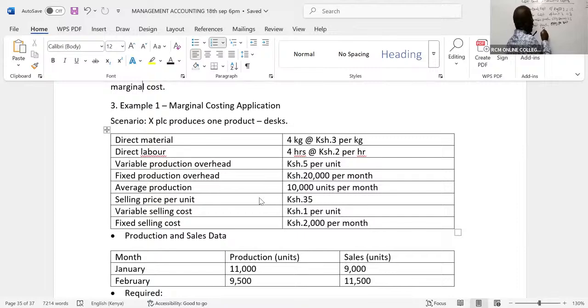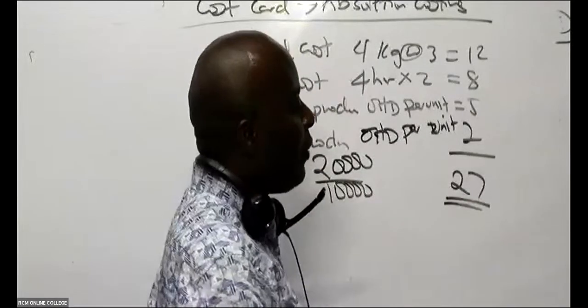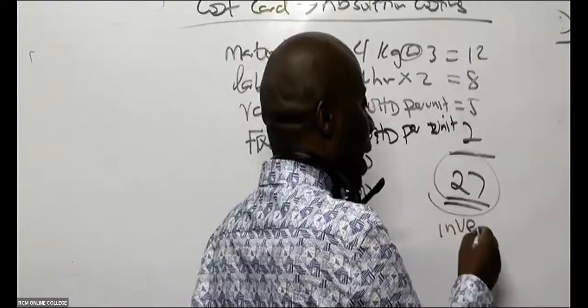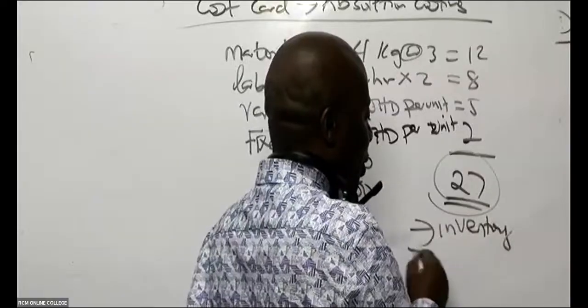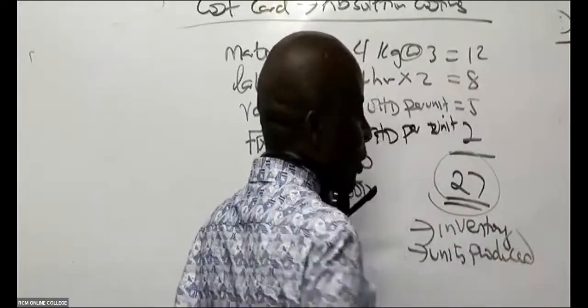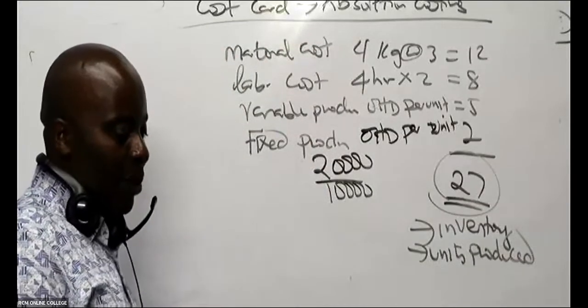Remember there, it is 20,000, but it is per month. For producing how many in a month? 10,000, which gave us 2. And then at the end of the day, we are able to see a figure of 27. So this is the value. This 27 is what we shall use to value inventory, and then to value units produced.